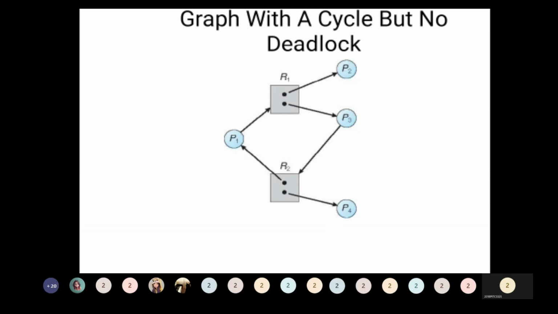Now P3 is assigned one instance of R2, and the other instances have been given to P4. In this case, there is a cycle: P1 can complete its execution only when one instance of R1 is available. Similarly, P3 can complete only when it gets one instance of R2, but R2 will be released only when P4 can leave. Suppose in this case there is no deadlock.